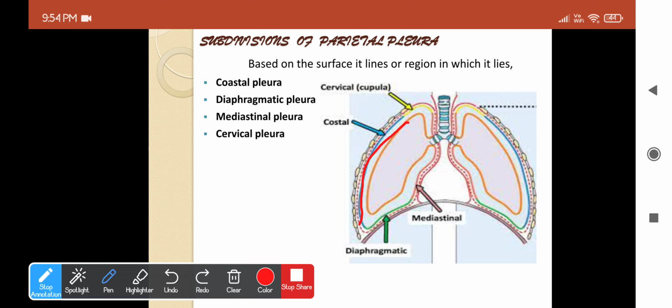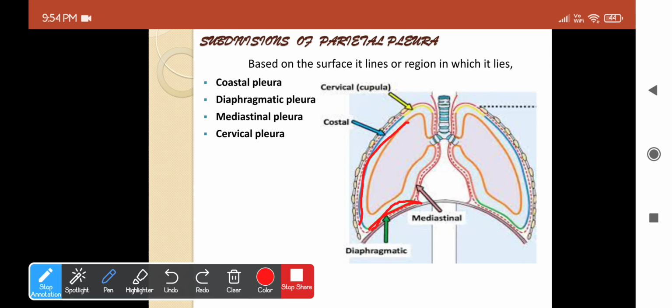Okay, so this is about the costal pleura. Going for the diaphragmatic pleura, this will line the superior surface of the diaphragm. You know, the superior surface will be covered by a fascia called diaphragmatic fascia, which will lie between this diaphragmatic pleura and the cervical pleura. Okay, this is the diaphragmatic pleura.